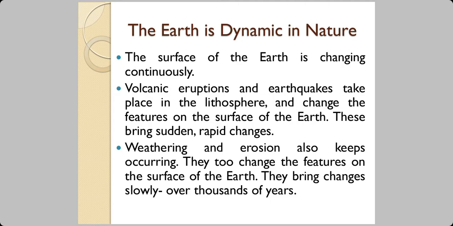But when it comes to the exogenic forces, that are weathering and erosion, they take a lot of time. Some of them are so slow that it takes thousands of years to be noticed. Weathering and erosion also keep occurring. They change the features on the surface of Earth. They bring changes slowly. This is the difference between endogenic and exogenic. Endogenic is happening very fast. Exogenic is happening over thousands of years.